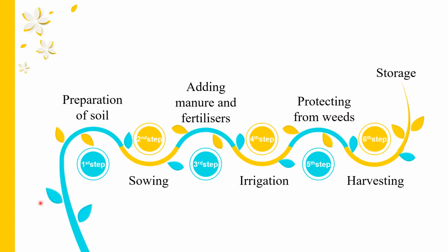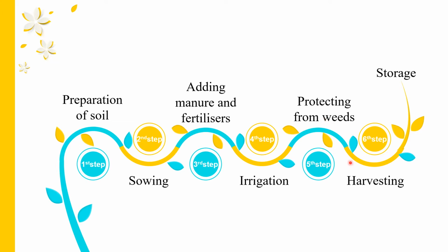In the systematic agricultural practice, the first step is preparation of soil, and the second step is sowing. And what is the third step? Adding manure and fertilizer. Only then can the sown seeds grow healthily, right? And the fourth step is irrigation. And what is the fifth step? After irrigation, your crops will start growing, but along with the crops, certain unwanted plants will also grow. So we have to protect the crops from these unwanted plants, which are called weeds. So what is the fifth step? It is protecting from weeds.